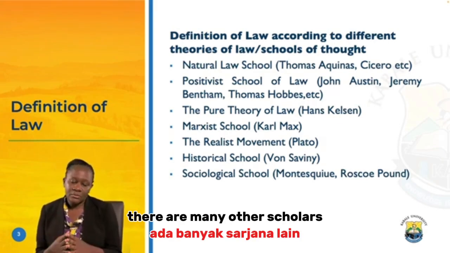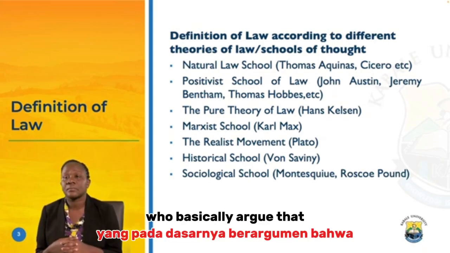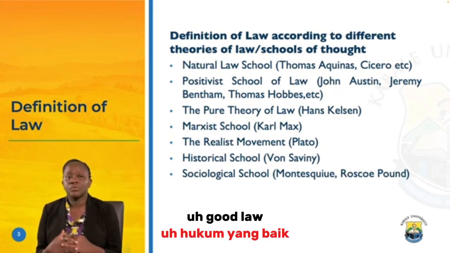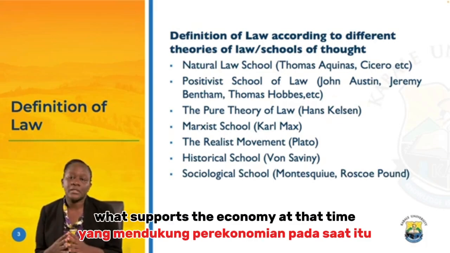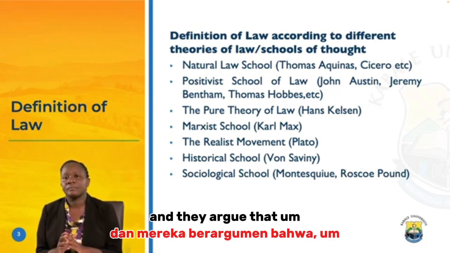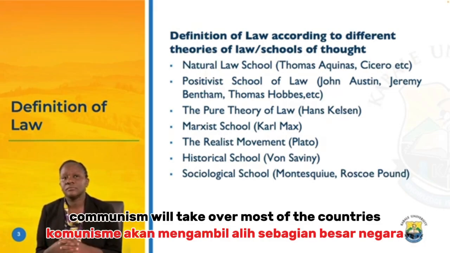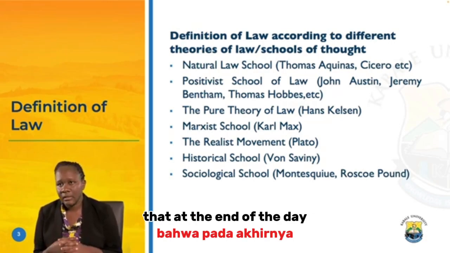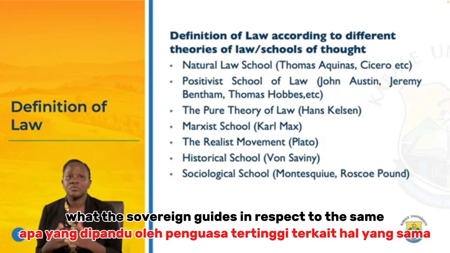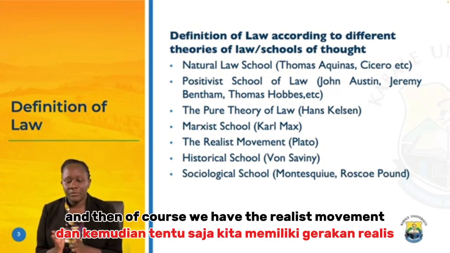There are many other scholars, including the Marxists, as advanced by Karl Marx, who basically argue that good law or law is really based on what favors the economy, what supports the economy at that time. And they argue that in future, communism will take over most of the countries and governance, and of course that at the end of the day, what the sovereign guides in respect to the same is what will be known as law.